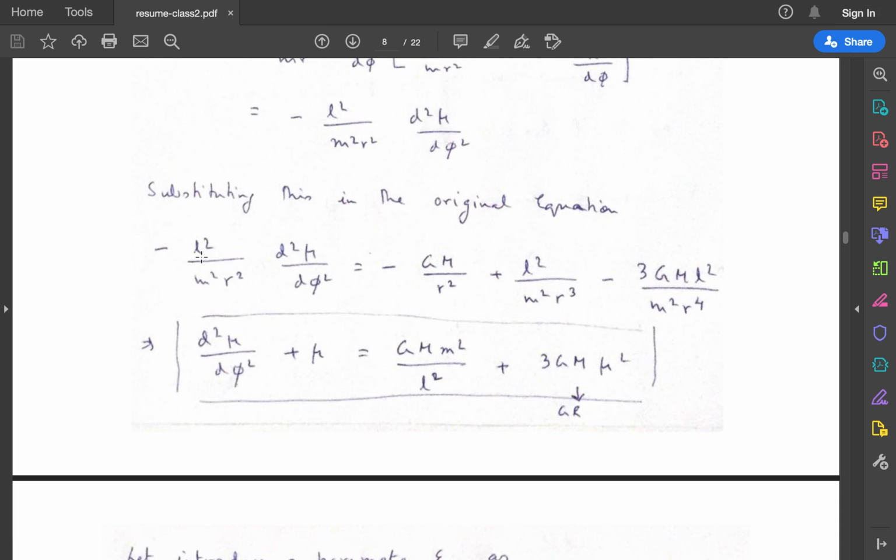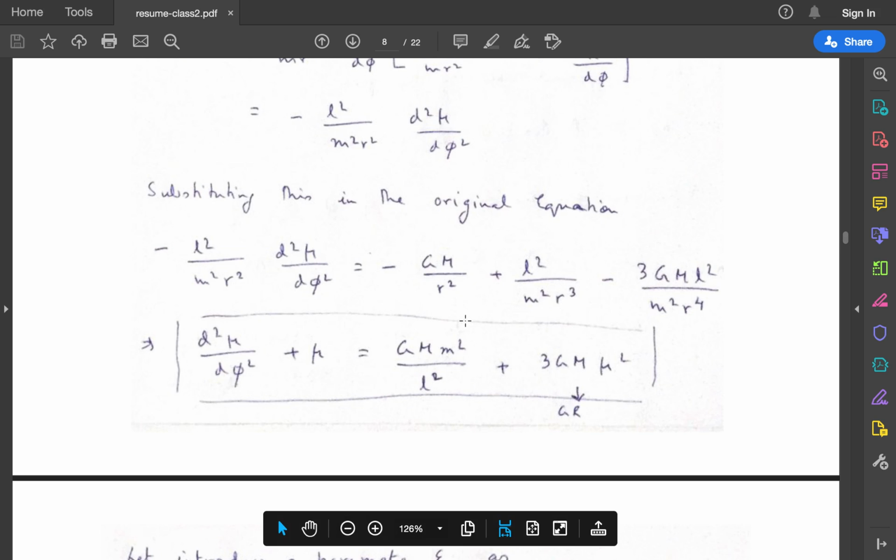It gives minus L²/(m²r³) d²u/dφ² equal to minus GM/r² plus L²/(m²r³) plus this gravitational term. I can reduce this equation again and write it in a compact form, which is d²u/dφ² plus u, with u being 1/r, equal to GMm²/L² plus 3GMu². This is the old equation and this is the GR correction.